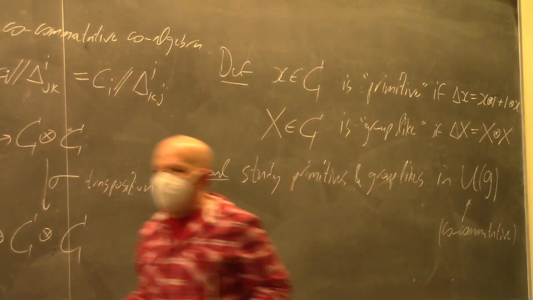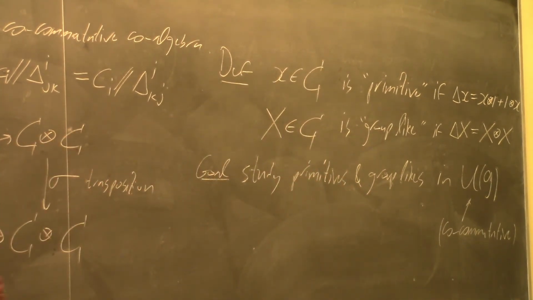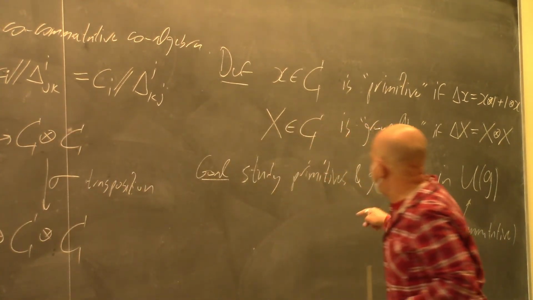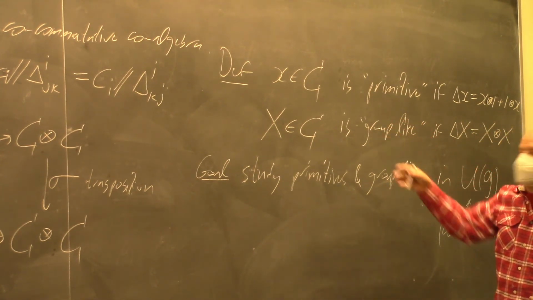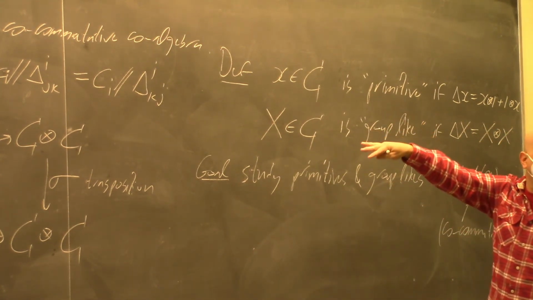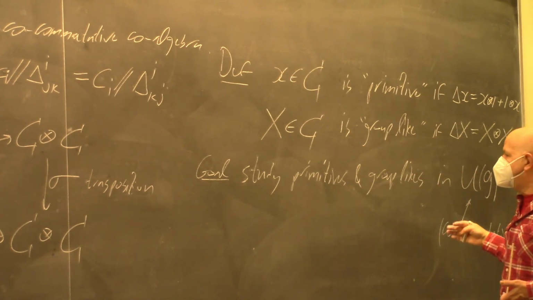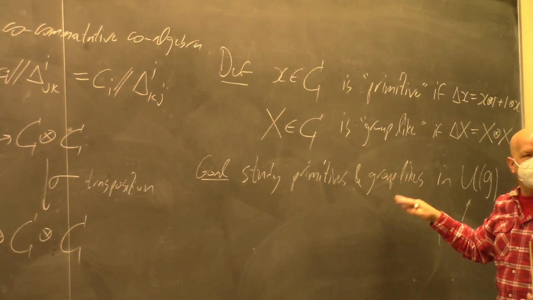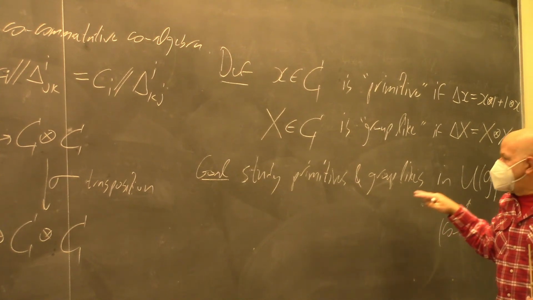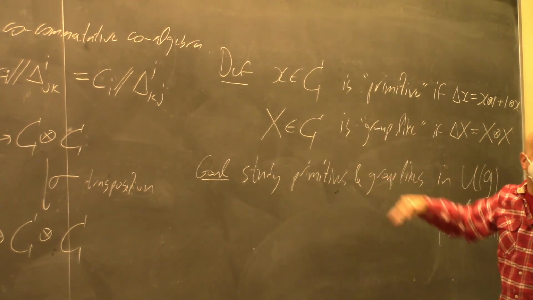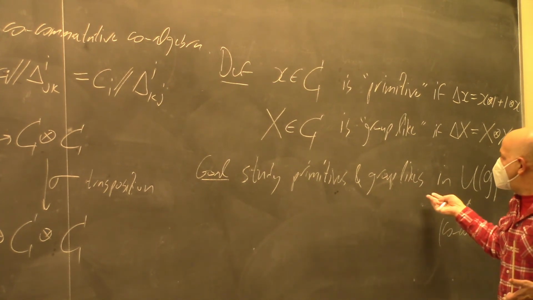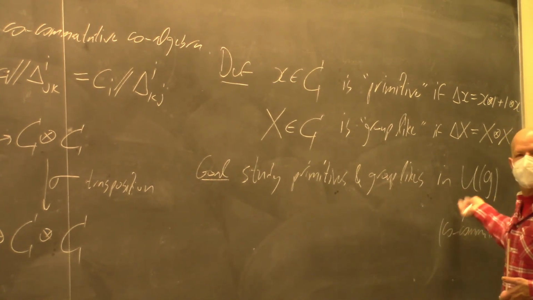And I think I'm out of time. Yeah, I'm out of time. So this will happen next time, but the conclusion will be, well, group-like elements will be exactly these exponentials, sorry, they will be the exponentials of primitives. The primitives will be the elements of the Lie algebra, and we will be able to show that the product of group-like elements is group-like.